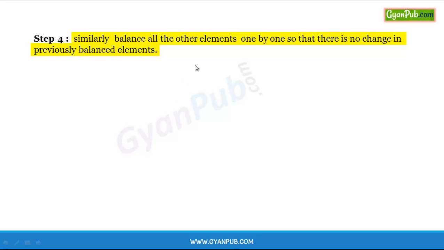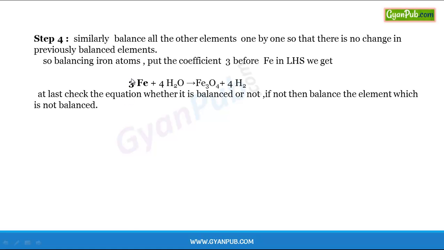Similarly, we need to balance all the other elements one by one, so that there is no change in the previously balanced elements. The previously balanced elements are hydrogen and oxygen. So we need to select the next element to balance, but we should not change the previously balanced elements, that is hydrogen and oxygen. So selecting iron to balance. Now there are 3 iron atoms on the right hand side of the equation. So to balance the iron, we need to put 3 before the iron on the left hand side, so that we get 3Fe plus 4H2O gives rise to Fe3O4 plus 4H2.